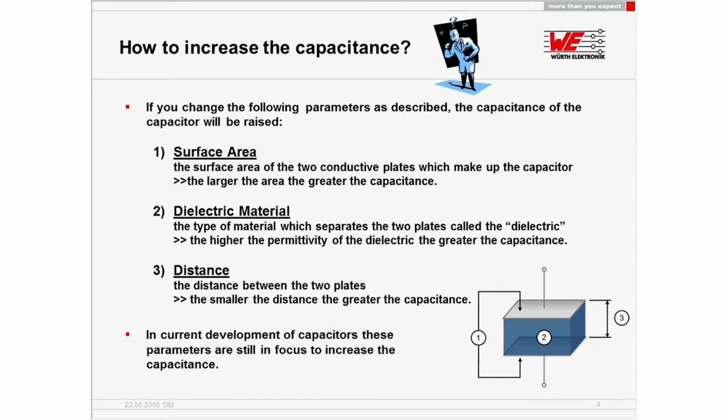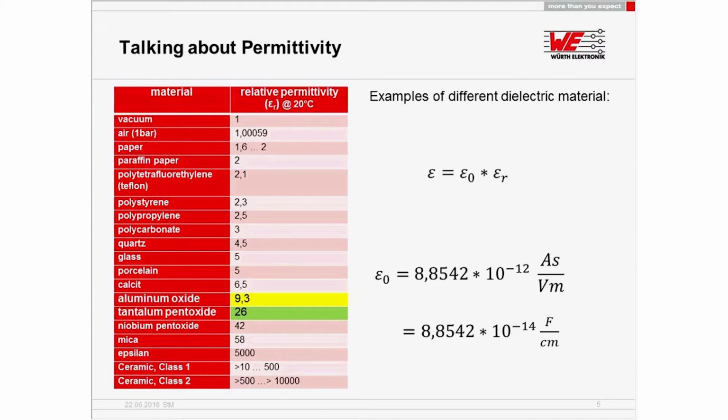So what we have here, where a manufacturer can manipulate the capacitance itself, is the surface area, the dielectric material, and the distance. And so far, these are still the parameters where the development is mostly going on. And especially for the dielectric material, manufacturers are looking at what you can do. Because if we talk about permittivity, this factor is mainly driven by the dielectric. So the relative permittivity will be defined by the dielectric material used between the electrodes.